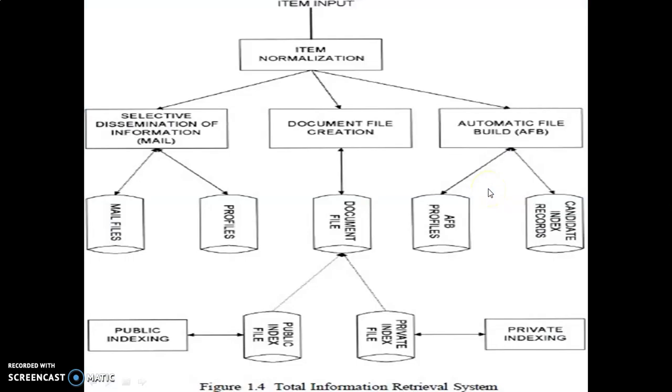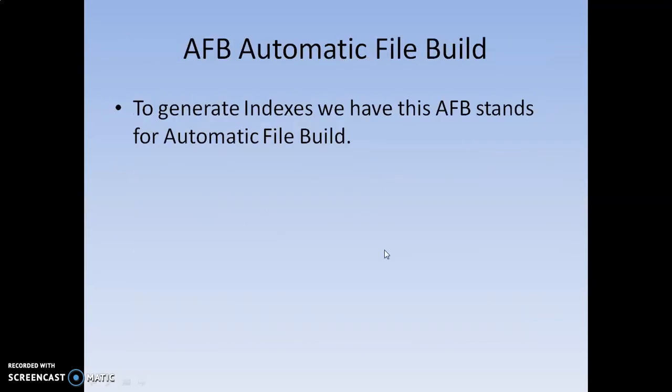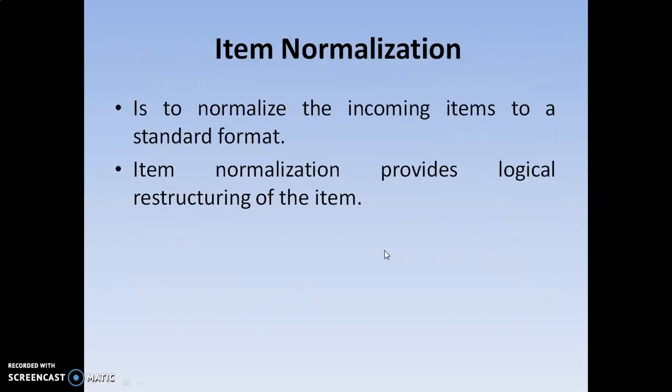Look at this diagram. Here the item input will be given, and then item normalization, then selective dissemination of information, and document file creation and automatic file build. These three are the things created. Okay, this is one of the diagrams. Based on this, we are going to discuss the things now.